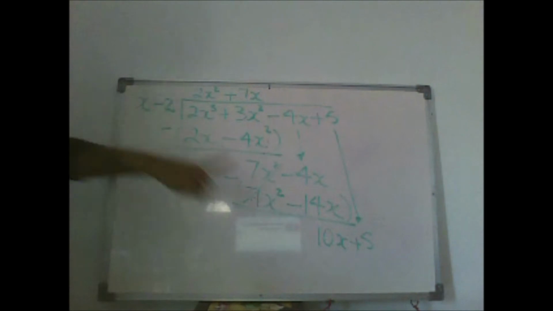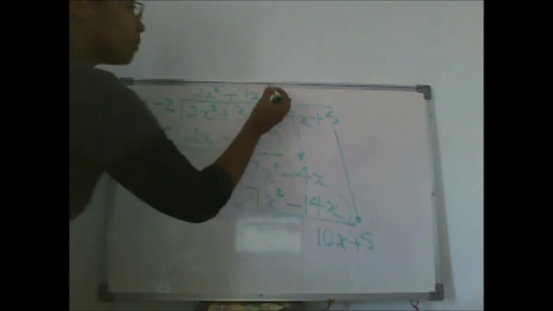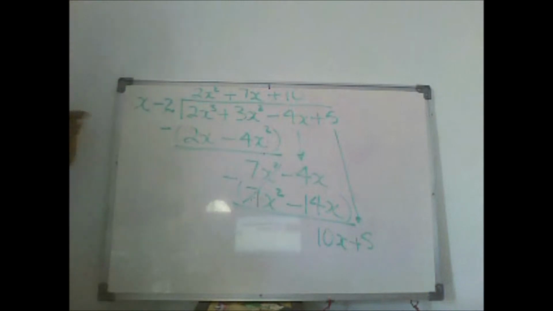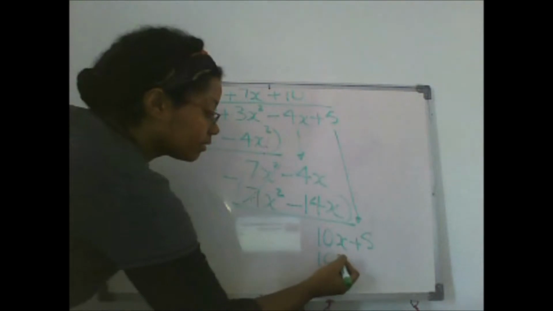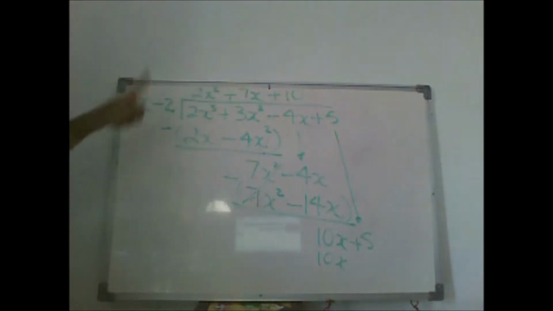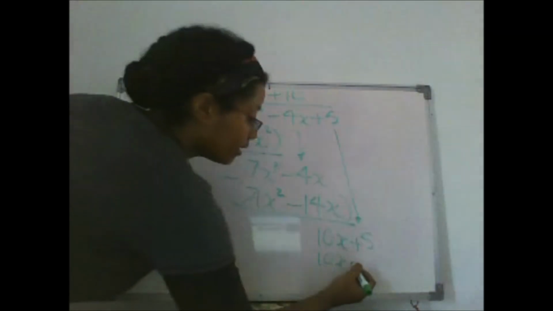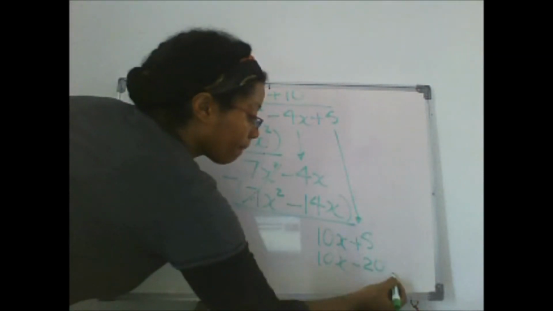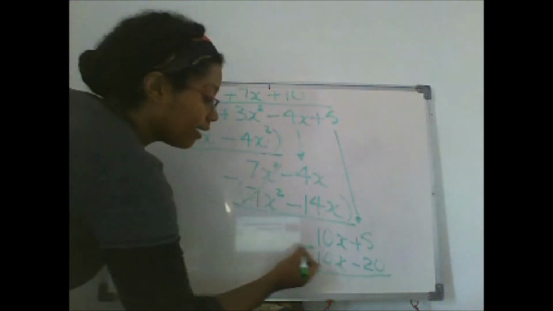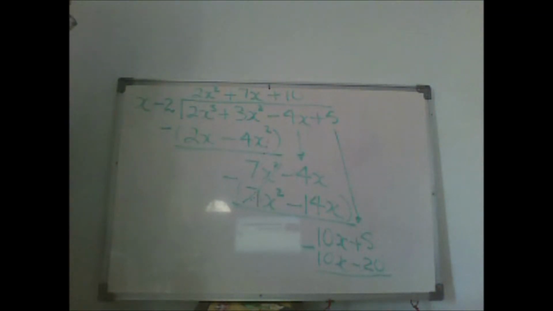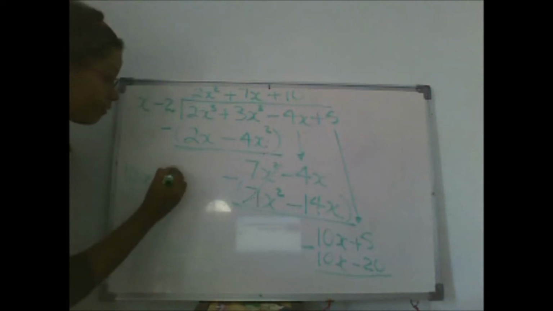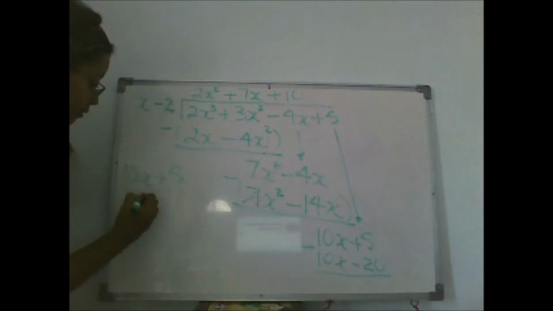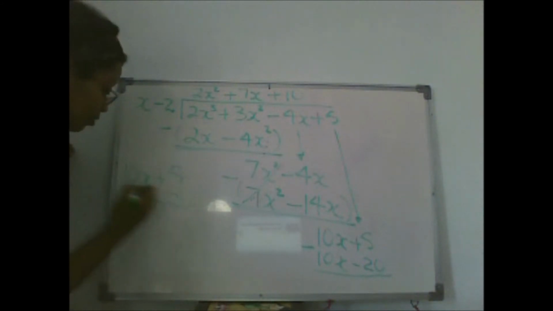So we have x divided by 10x, which gives us a positive 10. And we do the same thing. 10 multiplied by x gives us 10x. And 10 multiplied by negative 2 gives us a negative 20. And then we're going to subtract. And as you realize, I'm running out of space, so I'm going to stick it over here. So we have 10x plus 5 and 10x minus 20. We're subtracting.